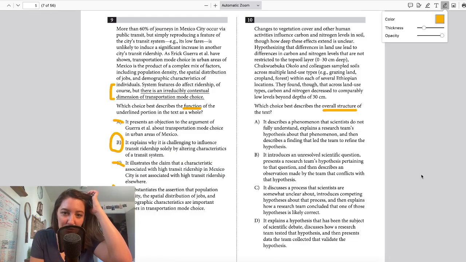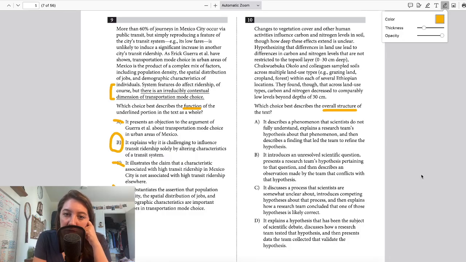So A, I'm already really liking. B says it introduces an unresolved scientific question. Okay, presents a research team's hypothesis pertaining to that question. Sure, and then describes an observation made by the team that conflicts with that hypothesis. Okay, so I can already hear you thinking, that's the same. Let's hold on to it and we'll talk about it.